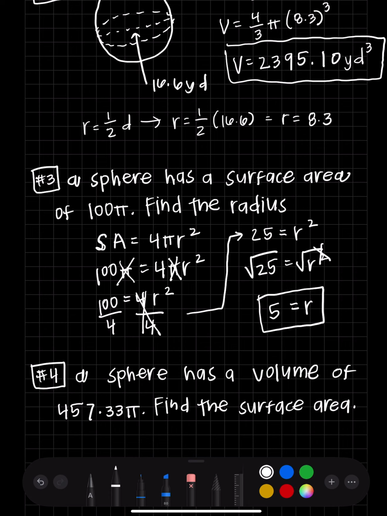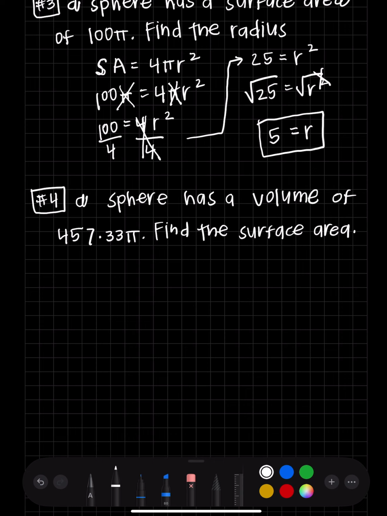So it's using the same formulas that we were using for examples 1 and 2. It's just we're working backwards. Now, let's look at example 4, because it's really similar to what we just did with example 3. Number 4 says a sphere has a volume of 457.33 pi. Find the surface area. So once again, they're telling us the volume, but now they're asking us to find something else: the surface area.